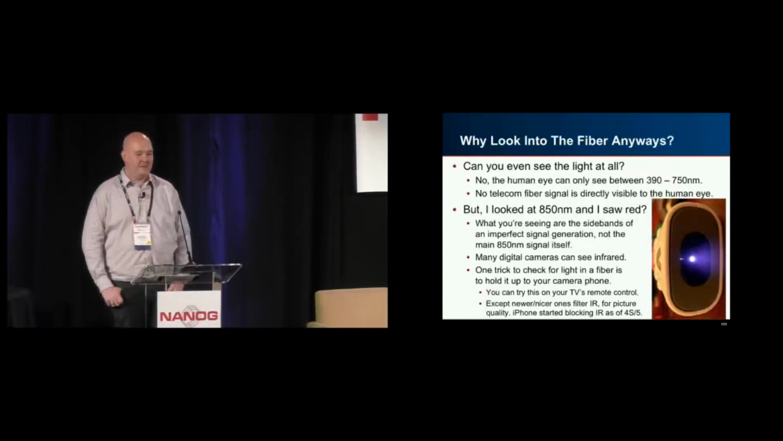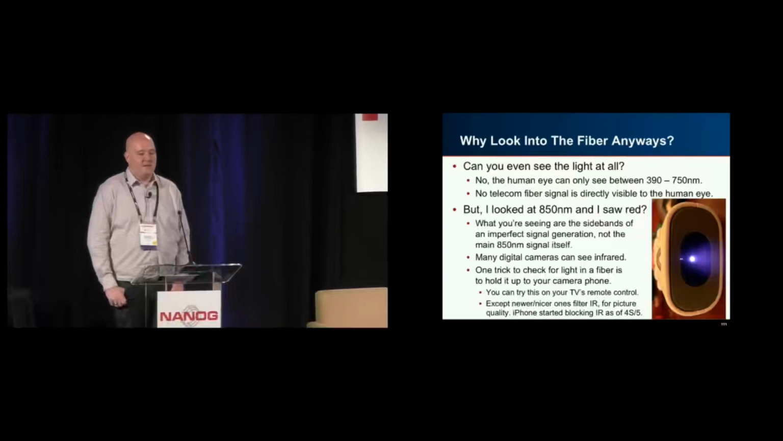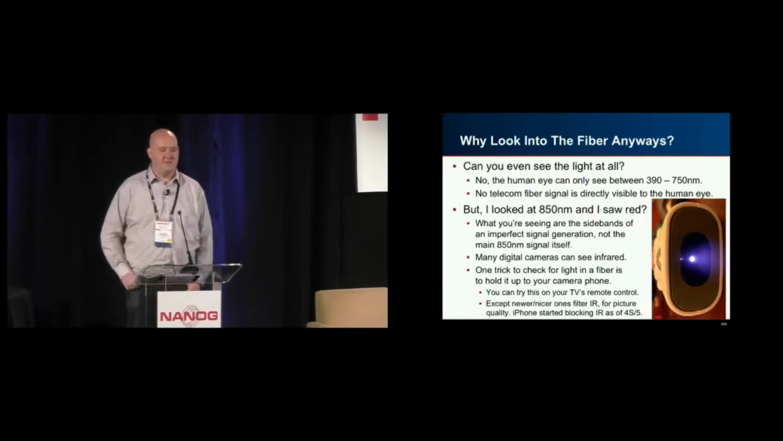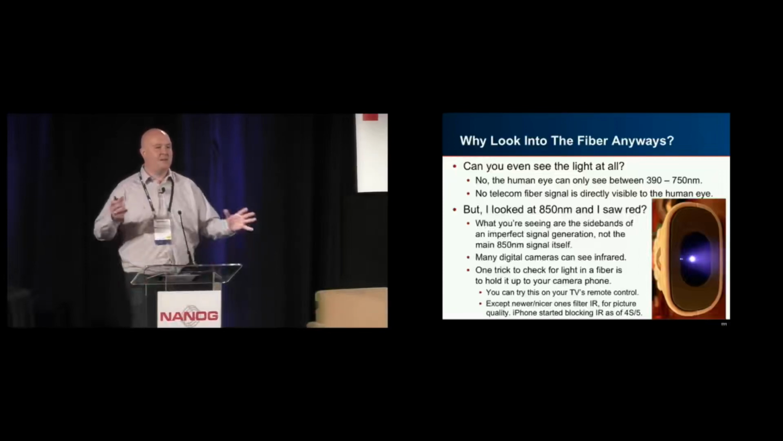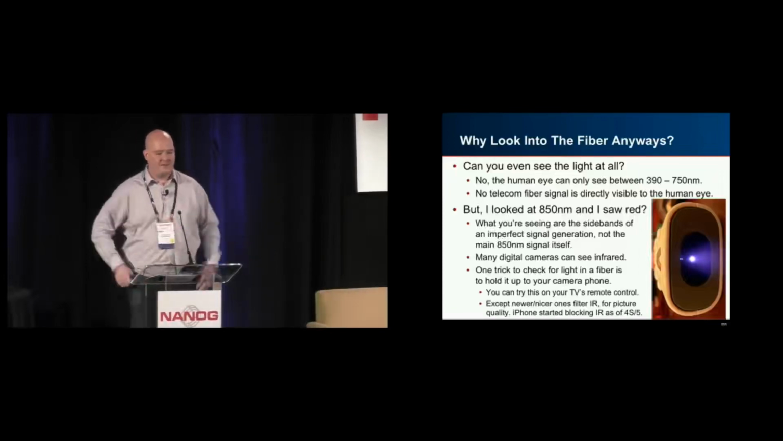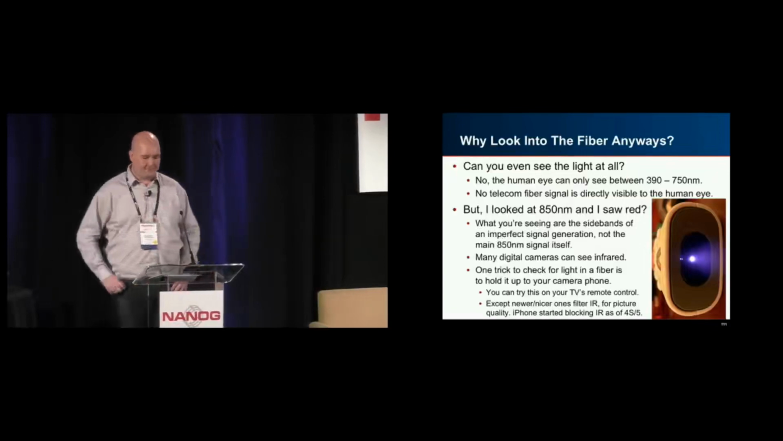If this is infrared, you can't see any light at all. The human eye is really designed to see between 390 and 750 nanometers. So technically, no fiber signal, not even the 850 nanometer signal, is something you could see. But if you've ever looked into an SR and seen red, there's a reason for that. The signal is not perfect. The generation is not perfect, so it's generating some sidebands that fall into the human eye's visibility.